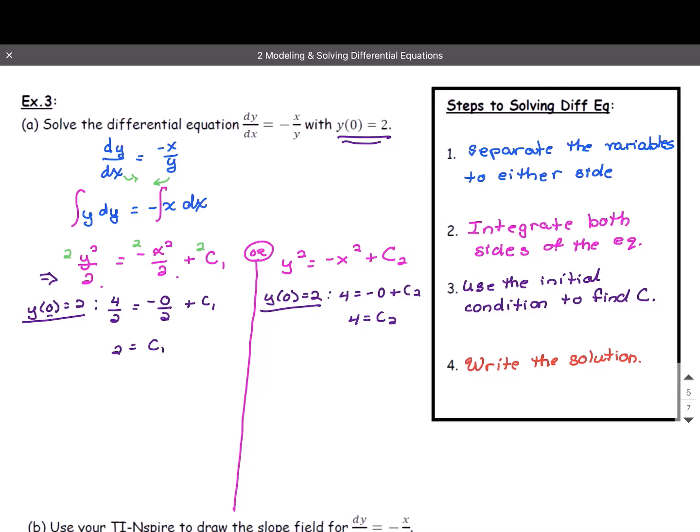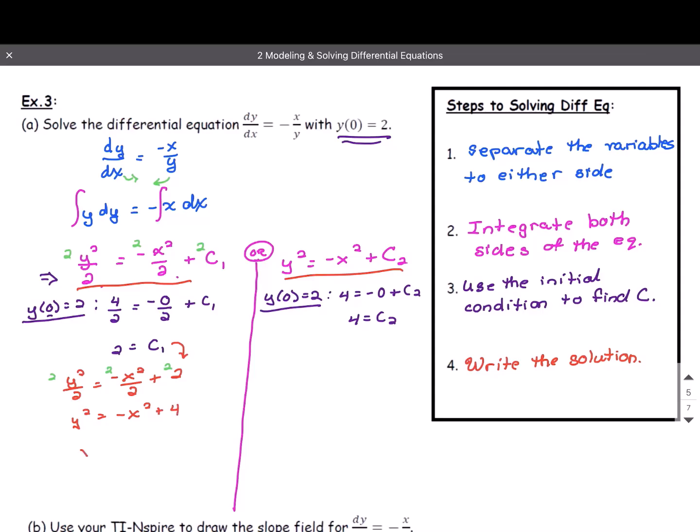Now we substitute the c value into our equations up here and then solve for y, or put it in standard form, depending on what kind of function or relation we have. So here we have y squared over 2 equals negative x squared over 2 plus our constant, 2. Now we want to put this in standard form, so you know that trick I did earlier? We multiply by the least common denominator, 2. This gives us y squared equals negative x squared plus 2 times 2, which is 4.